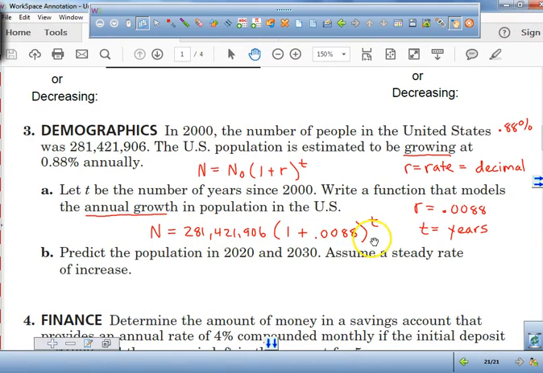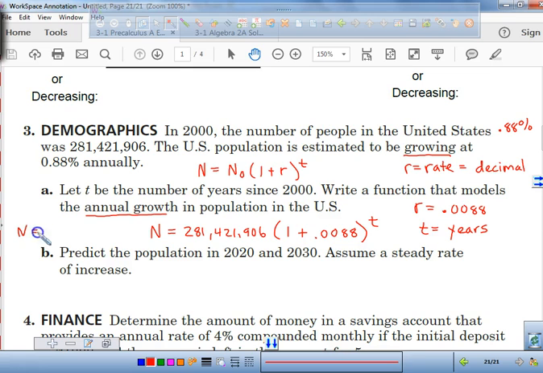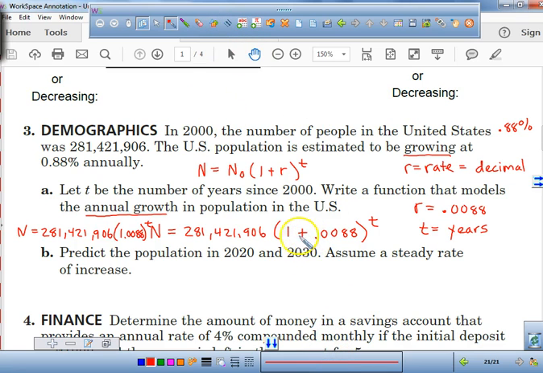This is our function. If we wanted to combine it into something a little bit smaller, you could write this. N equals the same initial population, and you put 1.0088 to the power of t. Without having to put the plus, you just put 1.0088 to the power of t.